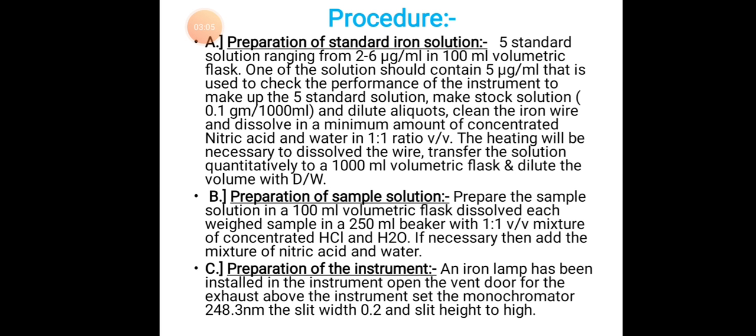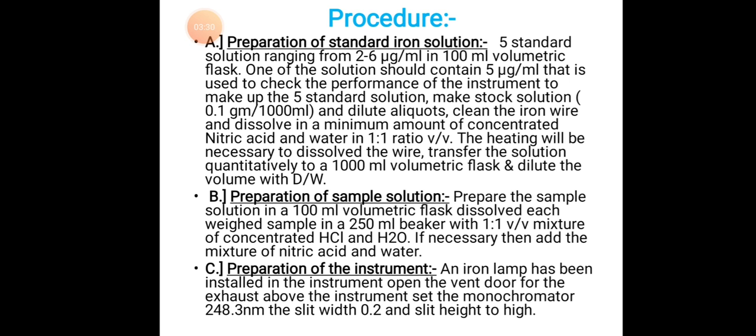Procedure: preparation of standard iron solution. Prepare 5 standard solutions ranging from 2 to 6 micrograms per ml in 100 ml volumetric flasks. One of the solutions should contain 5 micrograms per ml. That is used to check the performance of the instrument. To make up the 5 standard solutions, make a stock solution of 0.1 grams per 1000 ml and dilute aliquots.